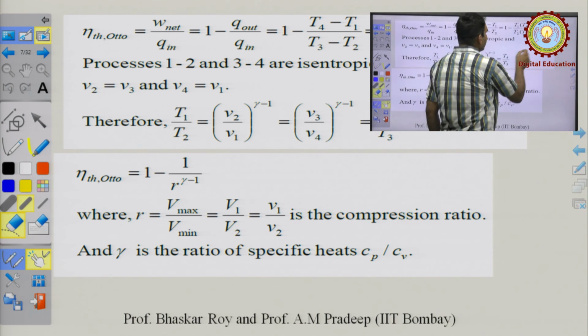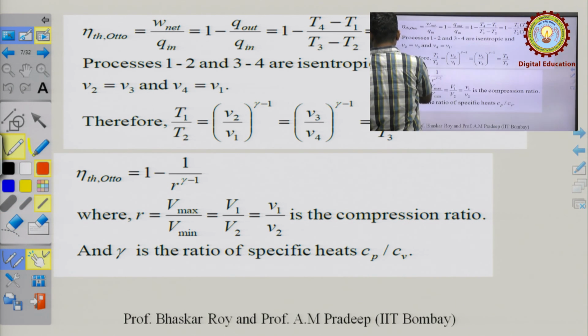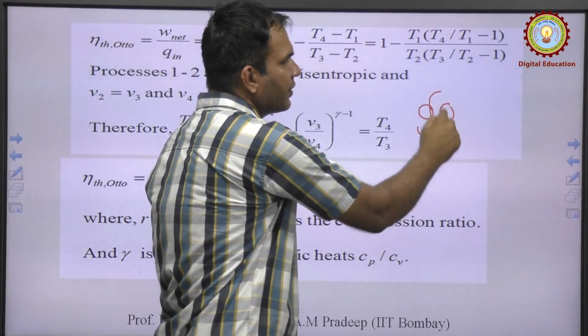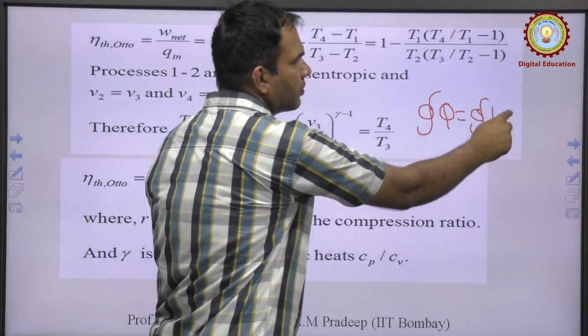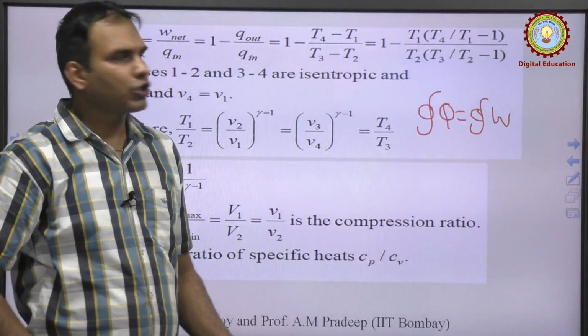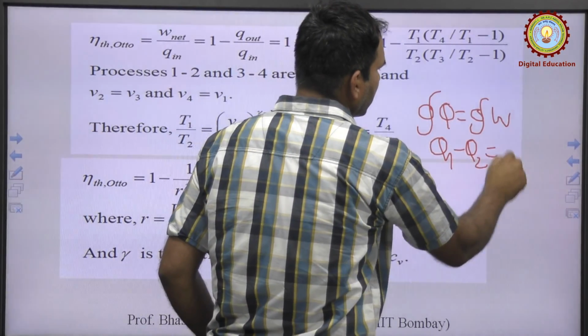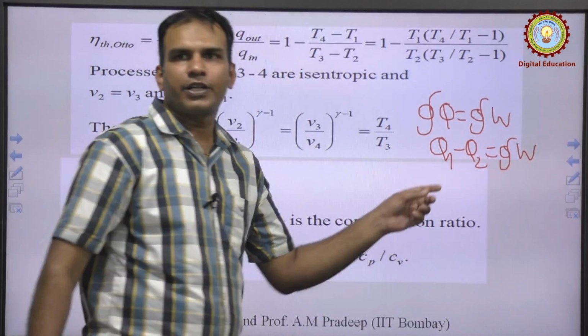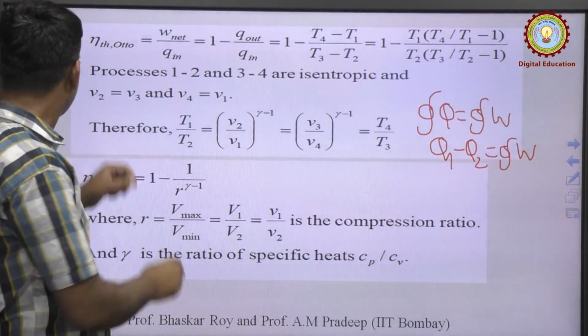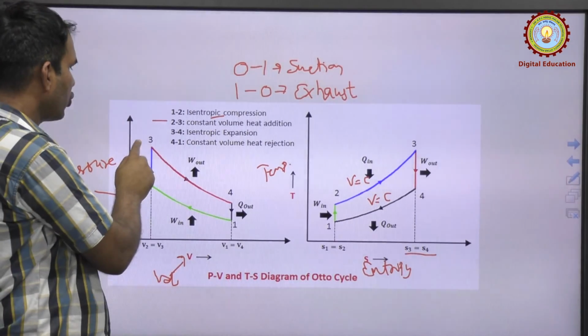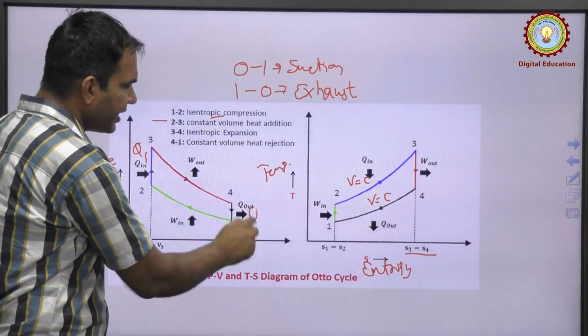Since for a cycle summation of Q is equal to summation of W, and summation of W can be written as Q1 minus Q2, where Q1 is the heat supplied. You can see in this diagram, here it is heat supplied Q in, that is Q1, and heat ejected is Q2.